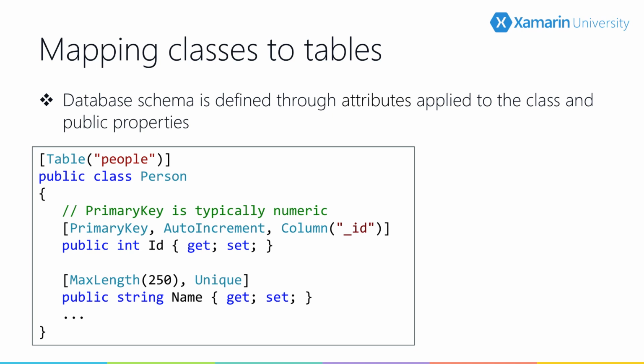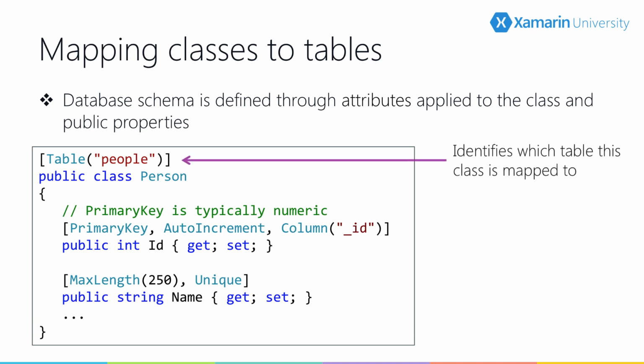In order to create tables in our database, we take advantage of attributes that we apply to our model classes that already exist in our application. SQLite.net will use this information and turn our models into appropriate database schemas. The first attribute that we see here is the table attribute. This can be applied to a class and tells the ORM, that's the object relational mapper, that this person class here should be stored in a database table called people.